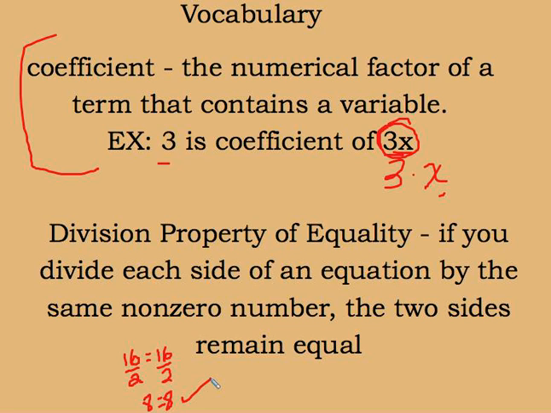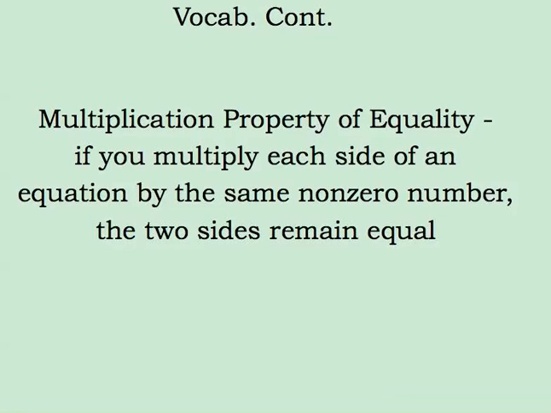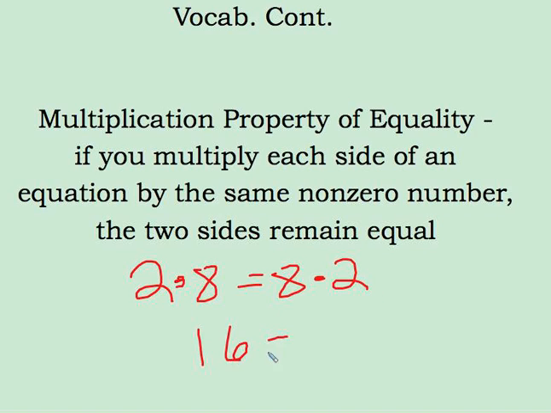Okay, so let's get another piece of vocabulary. The multiplication property of equality states that if you multiply each side of an equation by the same non-zero number, the two sides will remain equal. So much like the division property of equality, if I have that 8 equals 8, and I multiply both sides of this equation by 2, I get that 16 equals 16. So once again, we see that just like the addition and the subtraction property, multiplication and division can also be used on both sides of an equation.